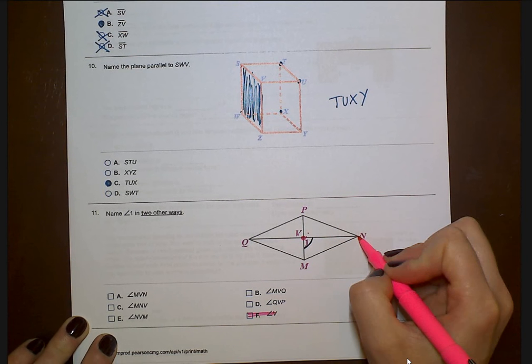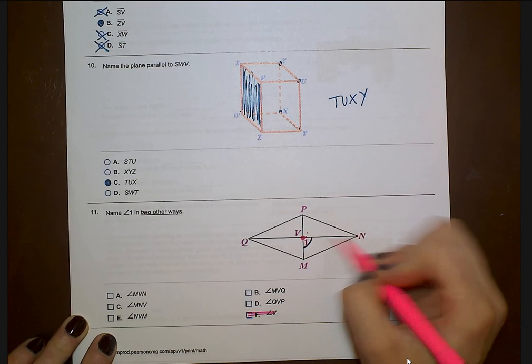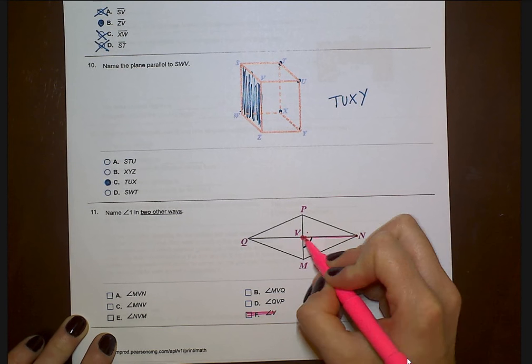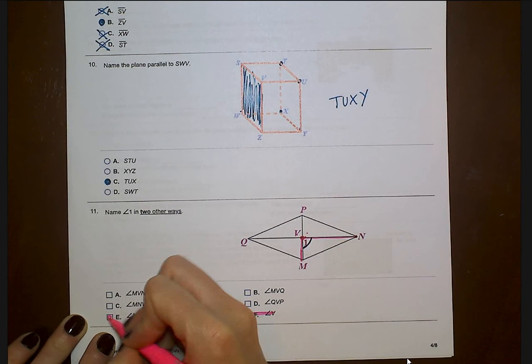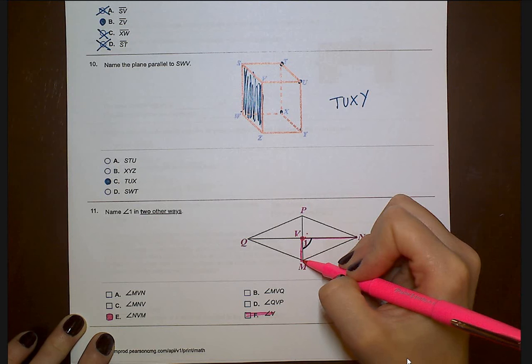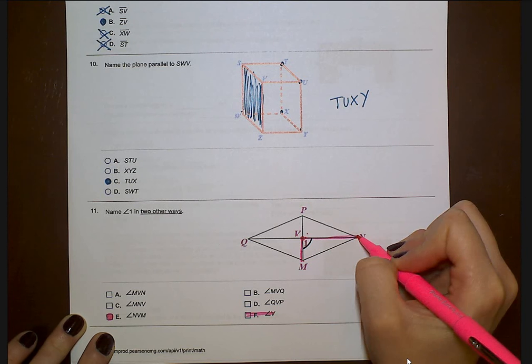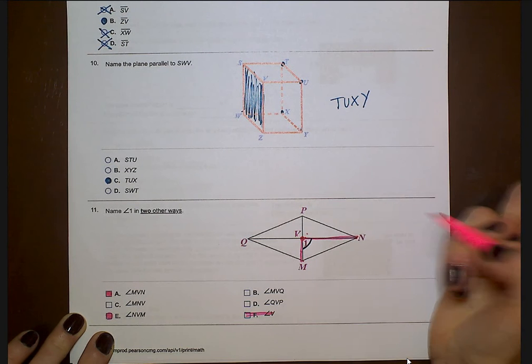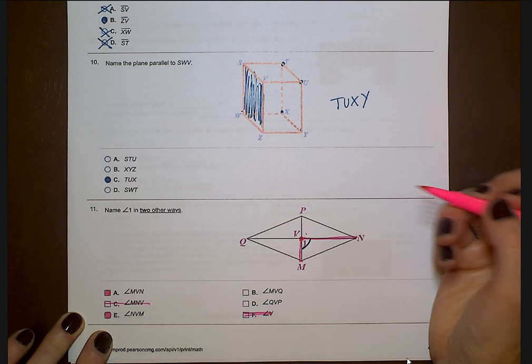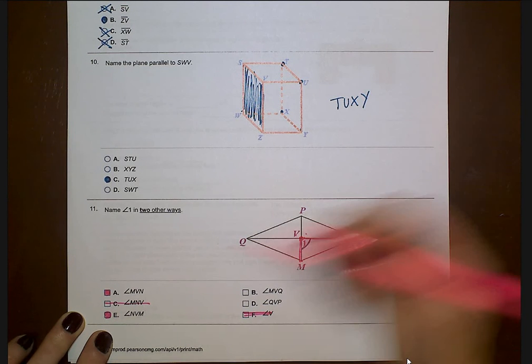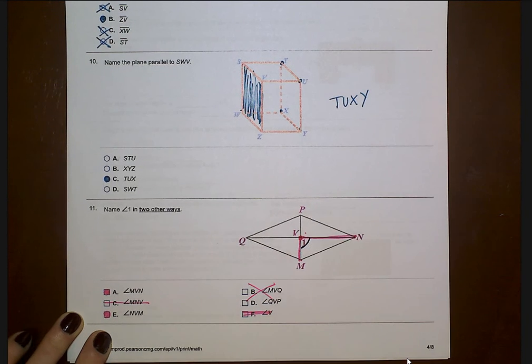So I could start out here. V has to be the middle letter, and I could say NVM. There it is. Or I could go the other way and say MVN. V has to be the middle letter though, so that would rule that one out. I mean, I already have the 2 answers, but that rules that one out. Those don't work either. Those are my 2 options.